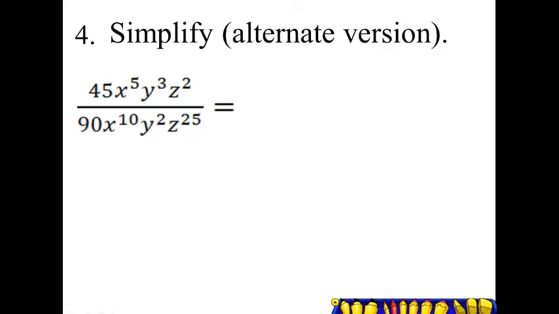Alright, next example. First, we simplify our coefficients. 45 over 90 is 1/2. Now we have x^5 and x^10, so 10 is larger than 5, and 10 is the exponent of our denominator, so your x stays in your denominator. Subtract the exponents. Y cubed and y squared, this one is larger compared to the 2, so your y stays in your numerator. Subtract the exponents, 3 minus 2.